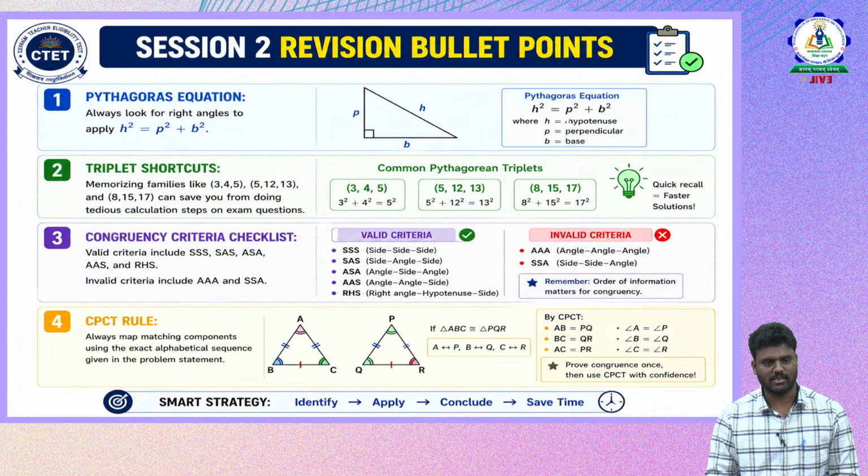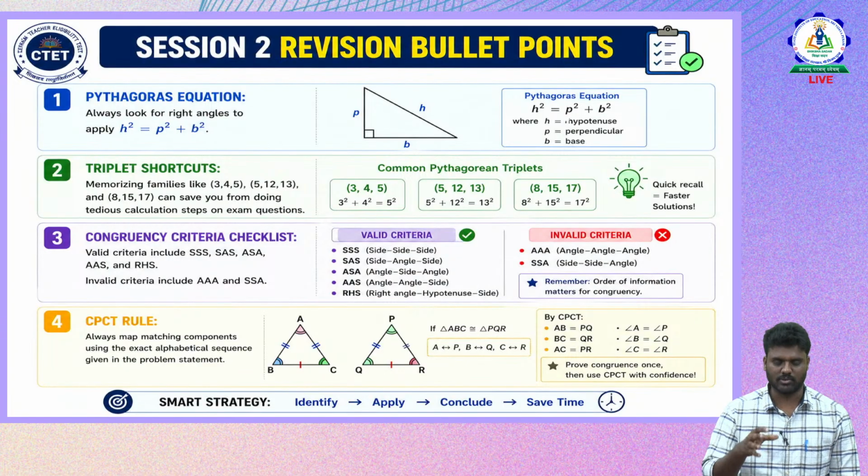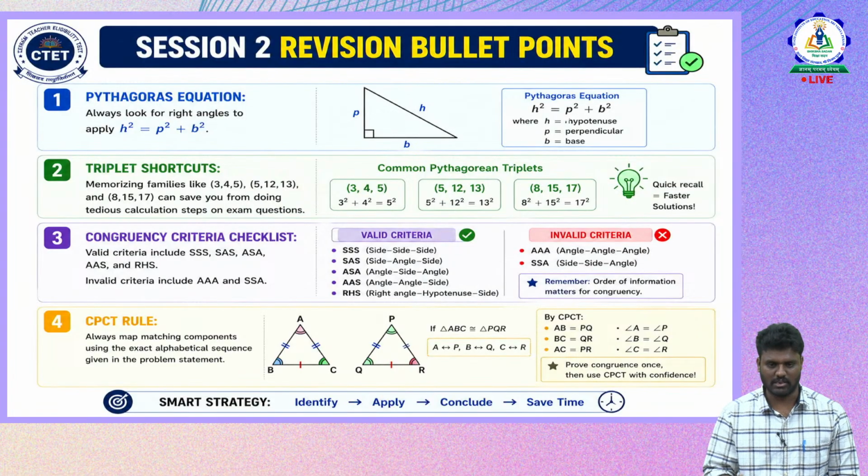Then we also discussed the congruency criteria checklist. What is the meaning of congruence, how we can verify whether the given triangles are congruent or not, and what are the criteria rules of congruent triangles, like the SSS criteria, SAS criteria, ASA criteria, where angle side criteria, and RHS, right angle hypotenuse side criteria. Whether these criteria are valid or not, there are some questions asking based on these criteria also. If you remember these criteria, the questions can be easily solved.